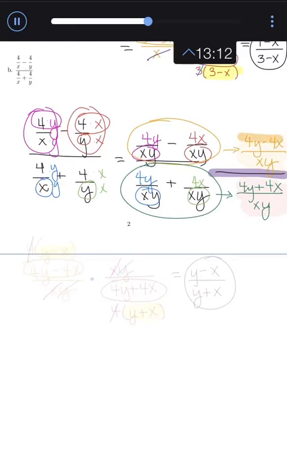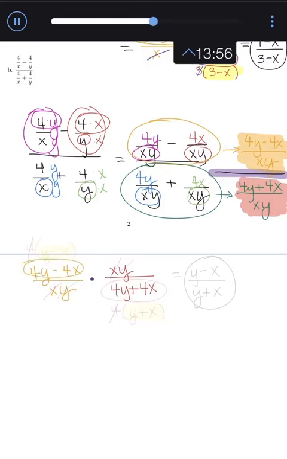So what can I do? I can do keep, change, flip. So let's keep that first fraction as 4y minus 4x over xy. We'll change that division to multiplication, and we'll flip that second fraction that we're dividing by upside down, and that will become xy over 4y plus 4x. Now that we're multiplying, remember we want to reduce first, which means factor if you can.